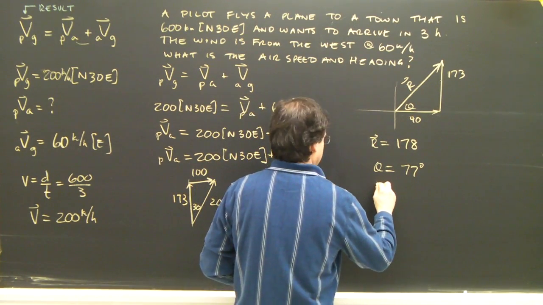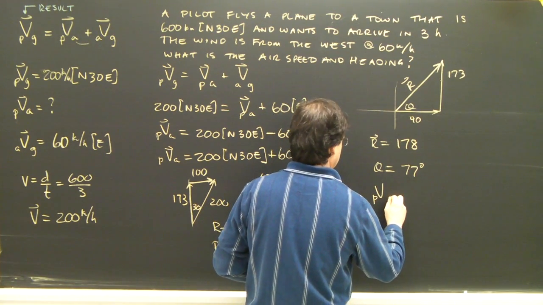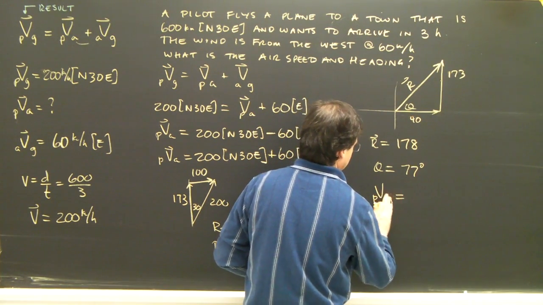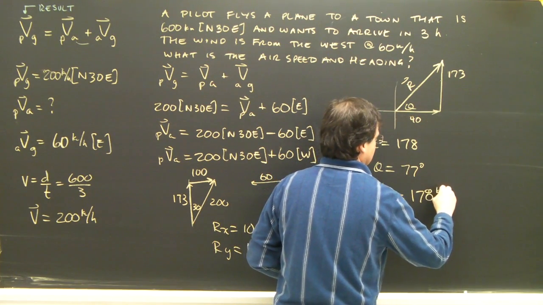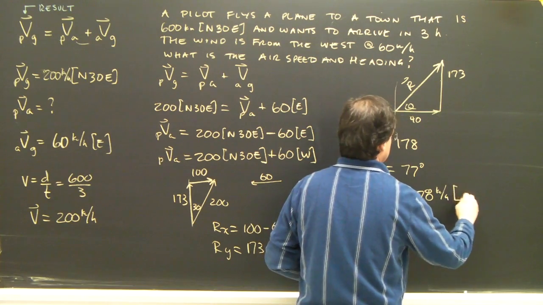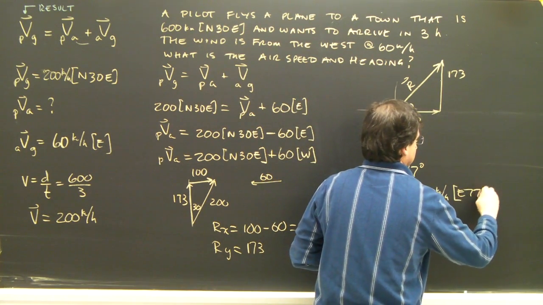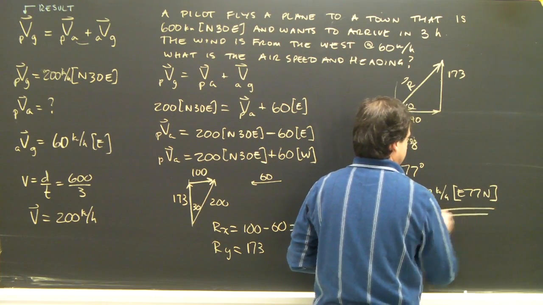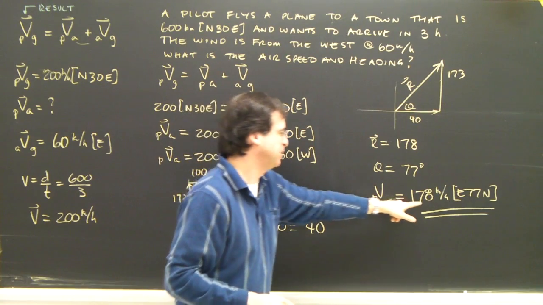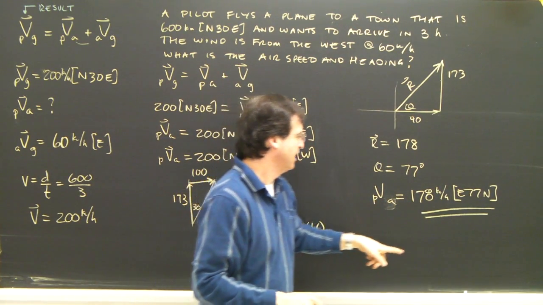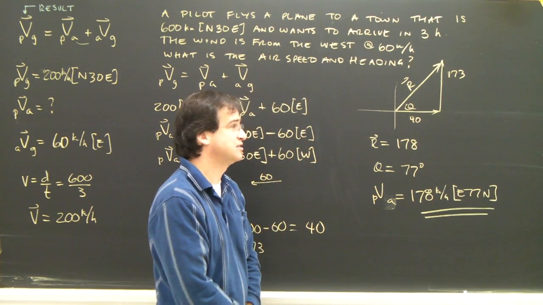So my answer is the plane relative to the air is 178 kilometers per hour, and this is going to be east 77 north. And I look back at the question, what is the airspeed and heading? The airspeed is the plane relative to the air, and the heading is east 77 north.